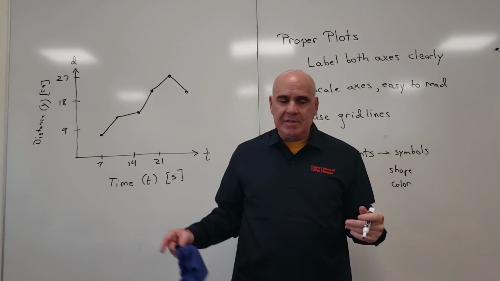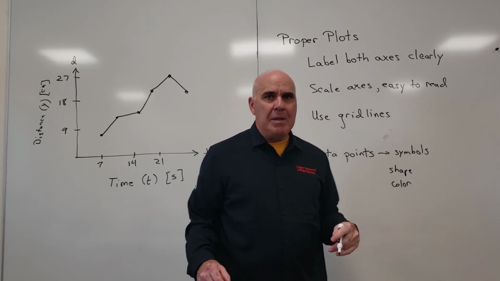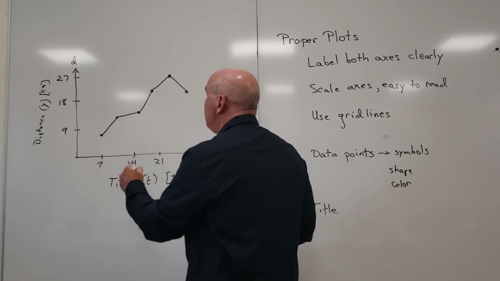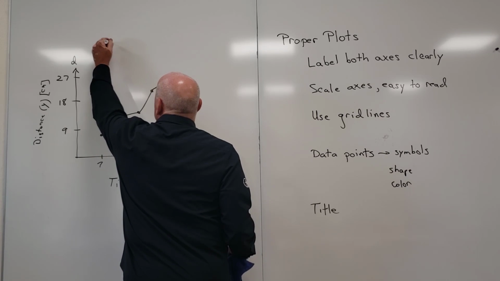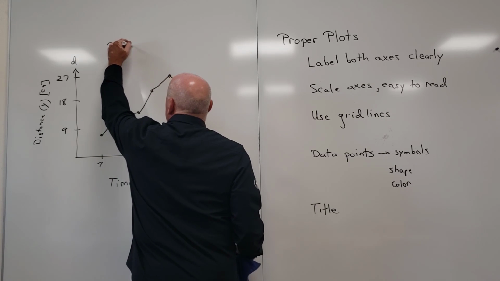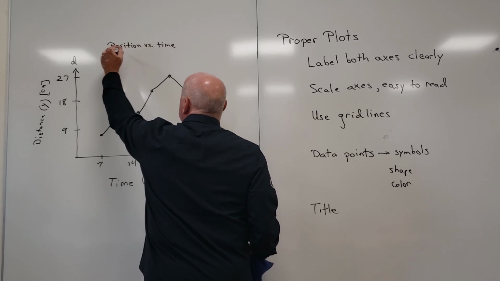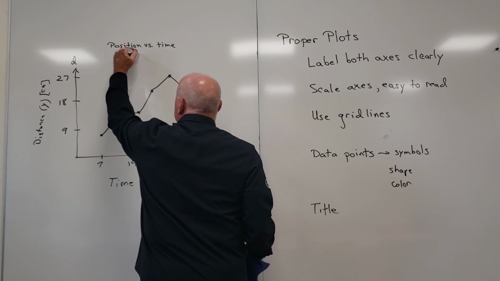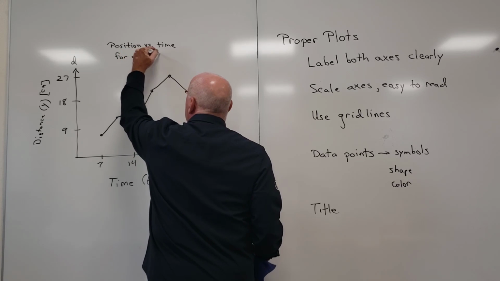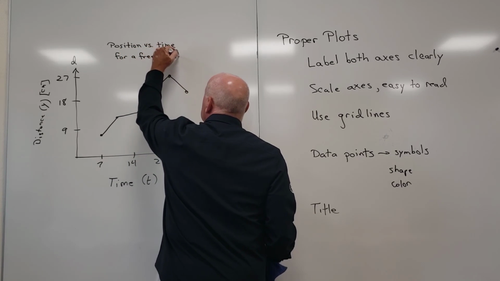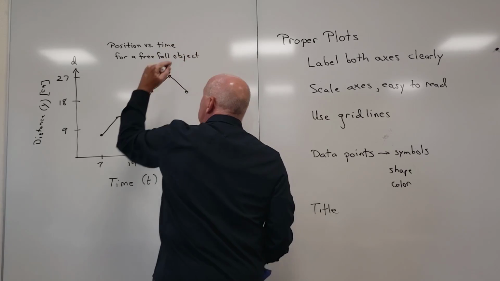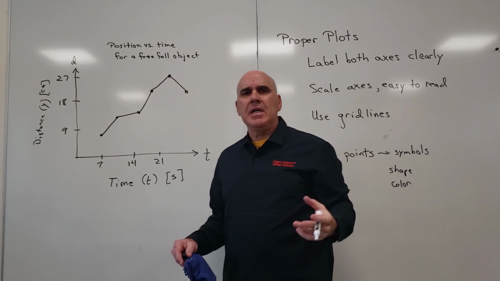That's labeling the axes. Let me jump down to title. I might want to put a title on this. So I might say position versus time for a free fall object. I mean, if I say position versus time, that's still not descriptive enough.